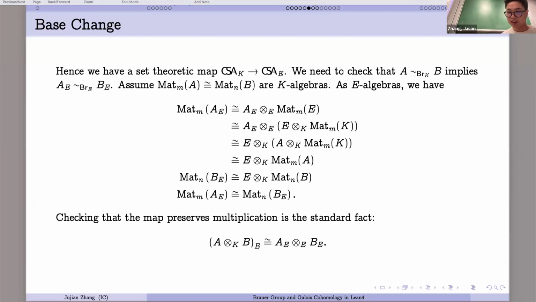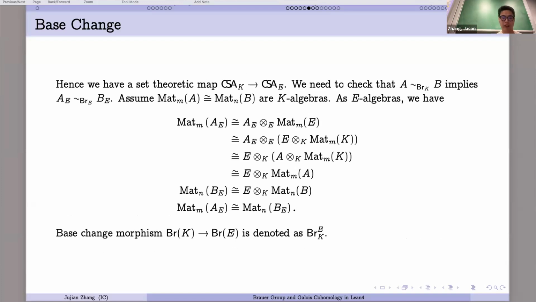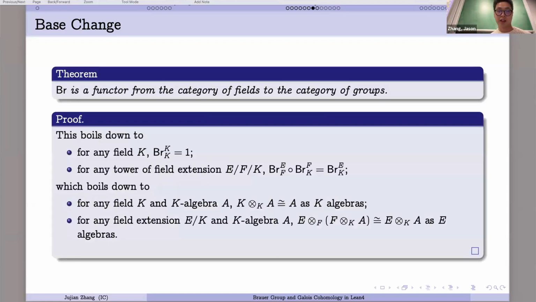Yeah, and checking that, we have a set theoretical map between the Brauer groups. So we just need to check that it preserves multiplication, and this is just a standard fact in non-commutative algebra. So we have a base change morphism from the Brauer group over K to the Brauer group over E, and in fact, it's very easy to prove that the Brauer group is a functor from the category of fields to the category of groups.